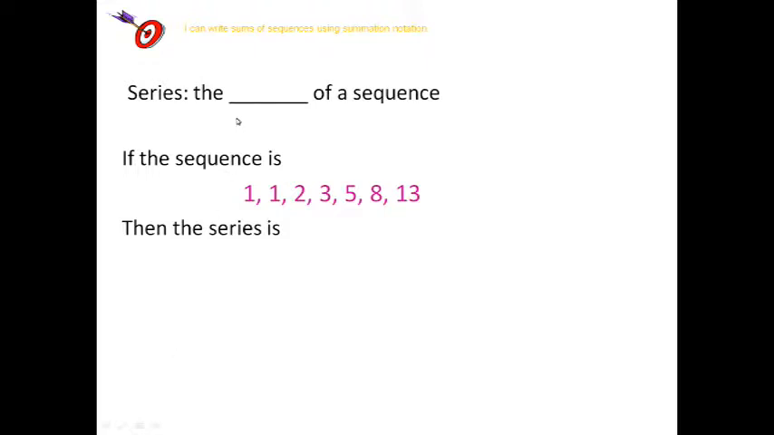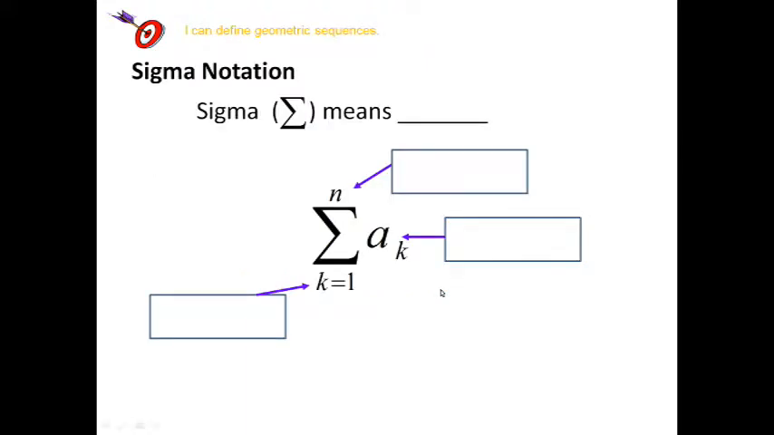Okay, a series is the sum of a sequence. So if the sequence is 1, 1, 2, 3, 5, 8, 13, you might recognize that as the Fibonacci sequence. The series is 1 plus 1 plus 2 plus 3 plus 5 plus 8 plus 13. So we write a series using sigma notation. Sigma is the capital letter in the Greek alphabet, and sigma basically means sum.